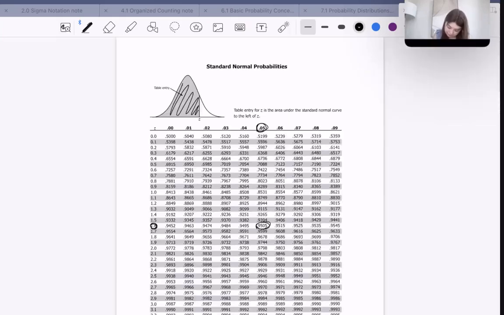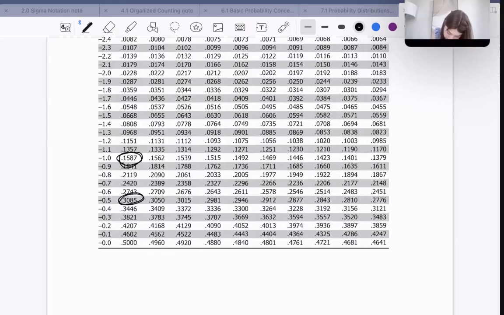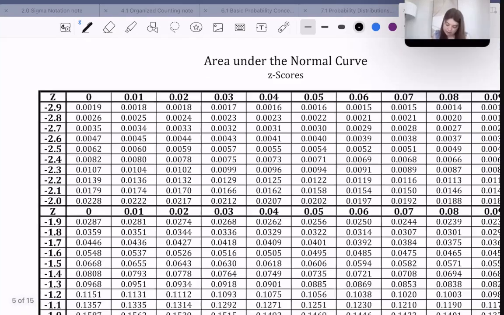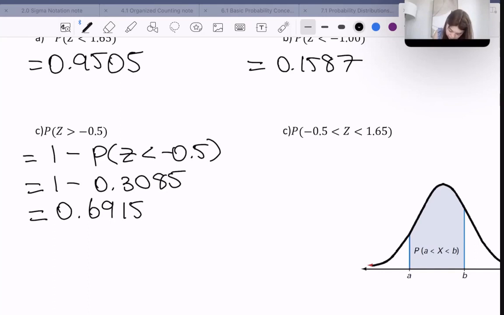let's find -0.5. That's going to be here, right? Negative 0.5 is 0.3085. So our answer here is 1 minus 0.3085. And if we punch that in our calculator, we're going to end up with 0.6915. And that's that. Very good.